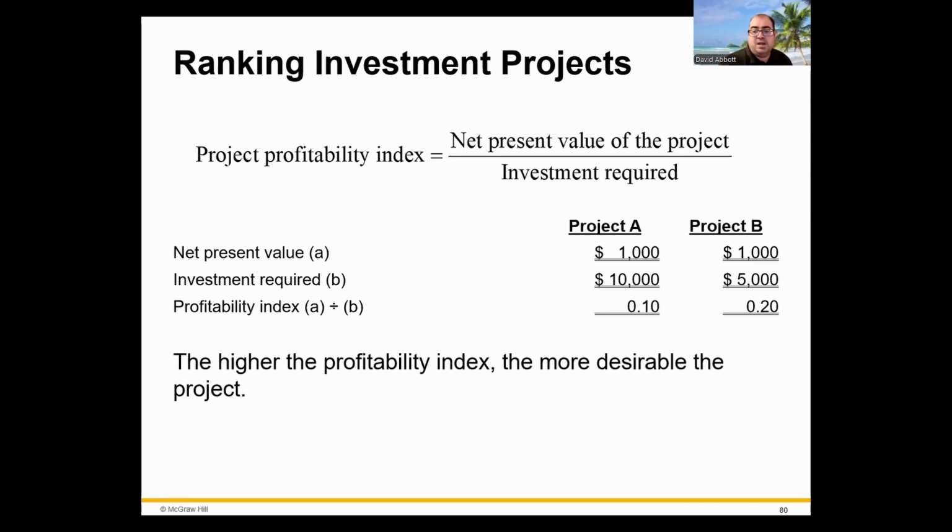So we look here that project A has a profitability index of 0.10, and project B has a profitability index of 0.2. And so we see here that the higher the profitability index, the more desirable the project would be. And since in this type of situation, the constrained resource is going to be the limited funds available for investment, the project profitability index is similar to the contribution margin per unit of the constrained resource that we discussed in an earlier chapter. Okay.